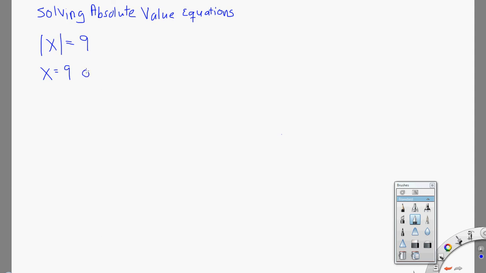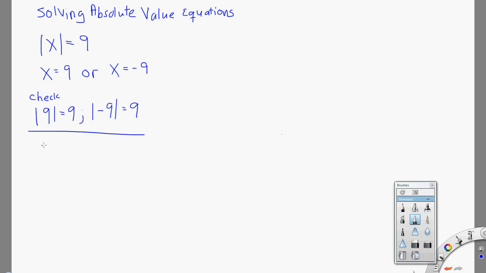But we also have this one that's not so obvious. x equals negative 9. So when you check this, the absolute value of 9 equals 9, and the absolute value of negative 9 equals 9. So with absolute values, more times than not, you tend to get two solutions, 9 and negative 9. And as I said, you need to have the absolute value all by itself. So let's take a look at another problem.